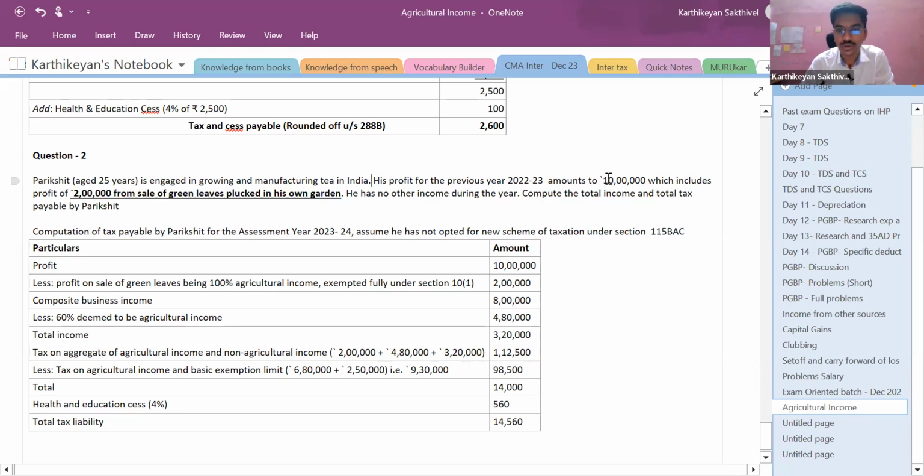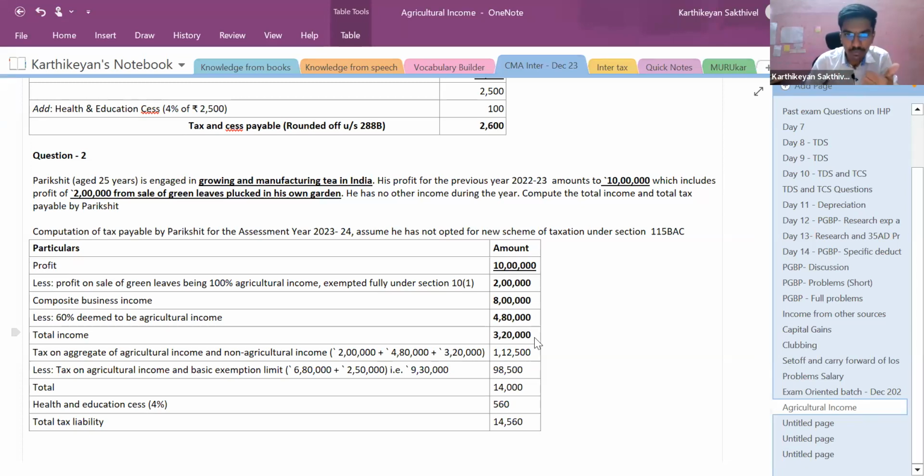Even though it is his own garden, that is to be treated entirely as agricultural income. Correct? So what is his total sales? Total sales is 10 lakhs. What business is he into? Growing and manufacturing of tea in India. So what is his total income? 10 lakhs. What is his agricultural income fully? 2 lakhs. What is his business income? 8 lakhs. Composite business income, since it is from growing and manufacturing of tea. So of that, 60% is to be treated as agricultural income and 40% is to be treated as other than agricultural income. Correct? So 40% of 8 lakhs is 3,20,000. So that is my income.